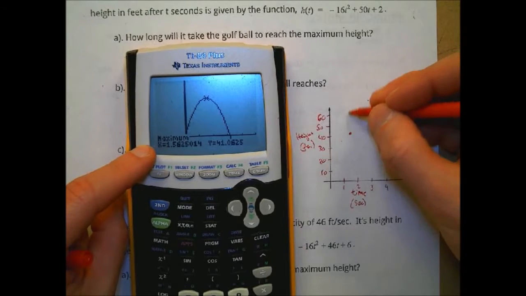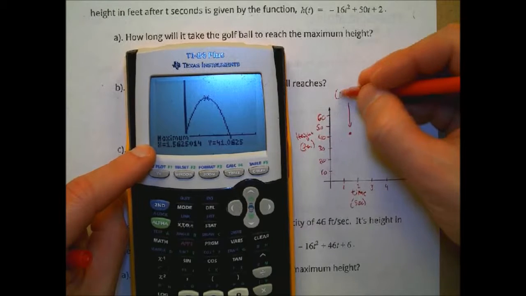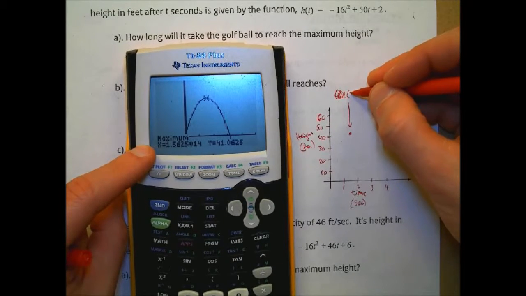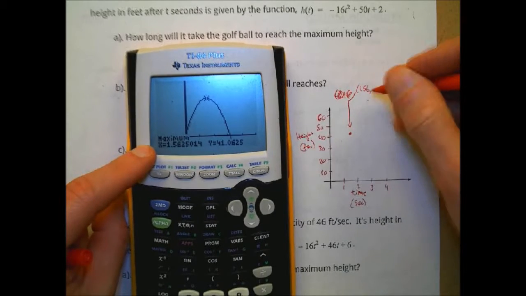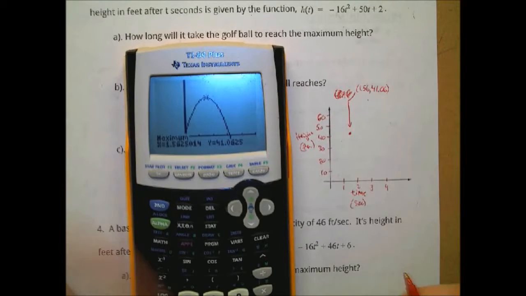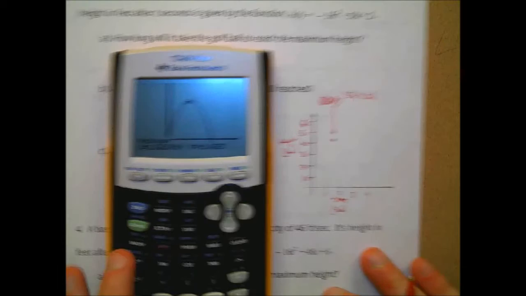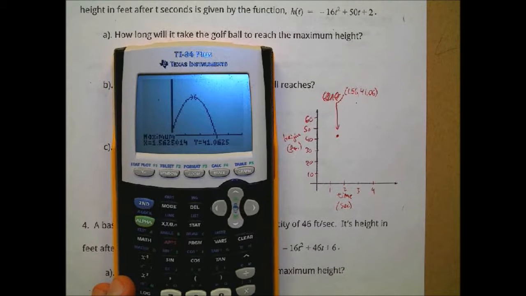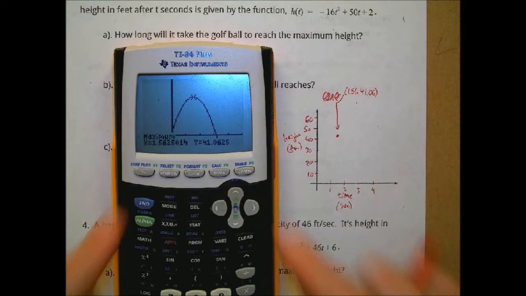And again, label it. Whoops. Come on, Mr. Wid. 1.56, 41.06. There we go. Okay. I messed up so much I had to move my little line there. And then I'll go to my table, maybe get some more points here. So let's see what I got.